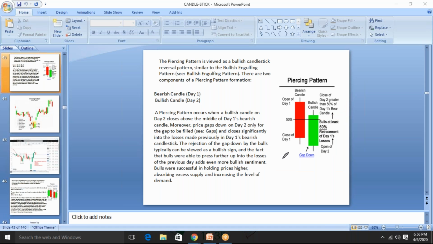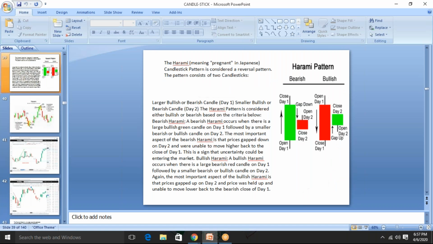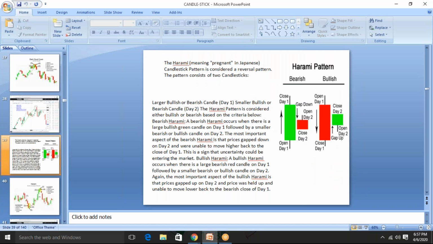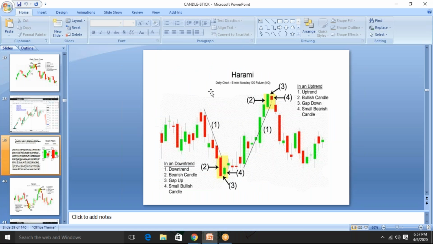Now we discussed harami candle. So in harami candle, what happens? In Japanese, harami means pregnant. So it is also a good reversal pattern. There are two types of harami pattern. One is bullish harami and another is bearish harami. Both I will discuss at this point.